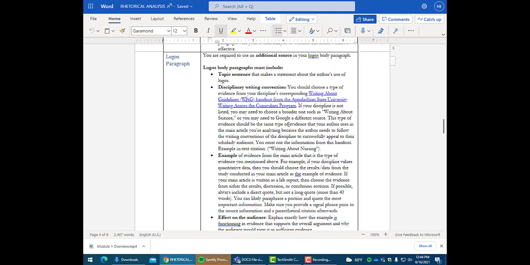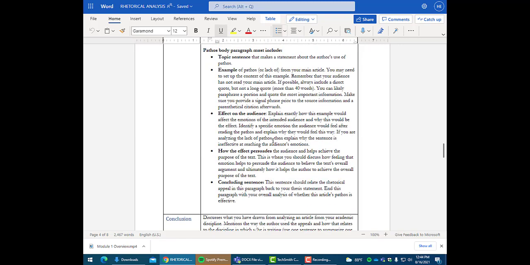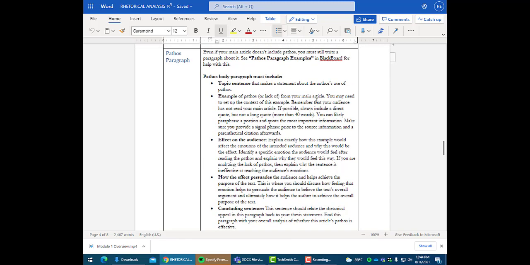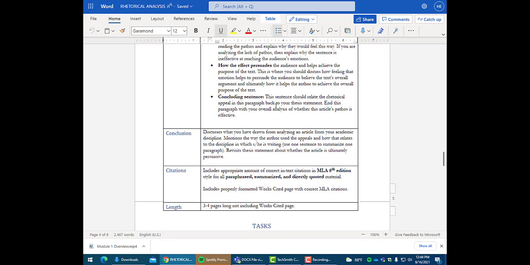And then this is for pathos paragraph 2. This is if your authors actually use pathos, so keep that in mind, and please refer to the other handout titled Pathos Paragraph Examples in Blackboard for additional help if your article does not use it.